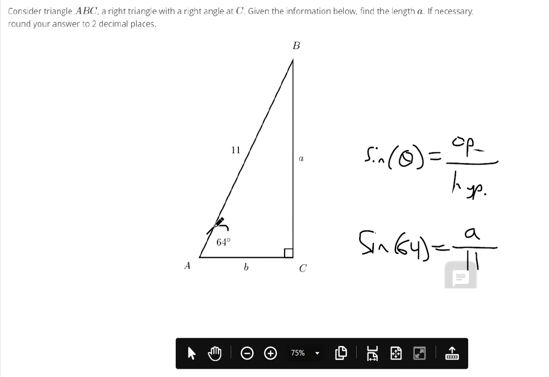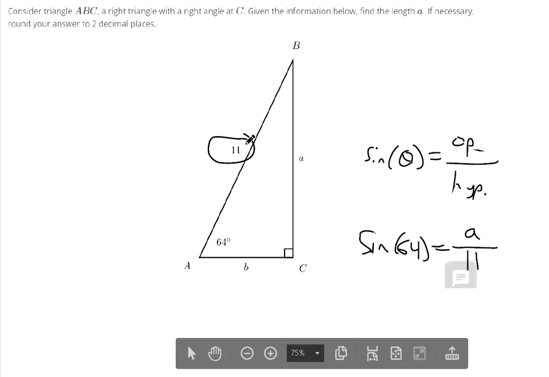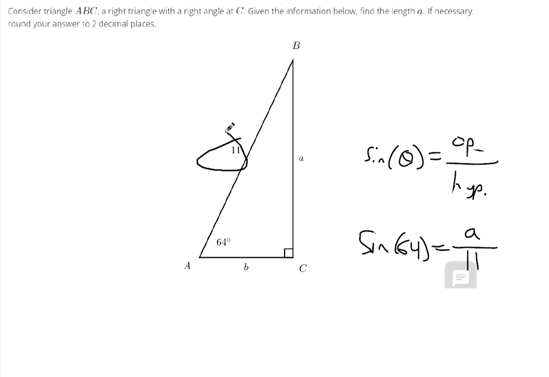You could try cosine of 64, but that would take B and divide it by the hypotenuse, because cosine is the adjacent divided by hypotenuse. If you try to do tangent, then the opposite over adjacent is tangent. That wouldn't be any good because you'd be trying to solve one equation with two variables. So since we're looking for A, I want sine because sine deals with the opposite and the hypotenuse.